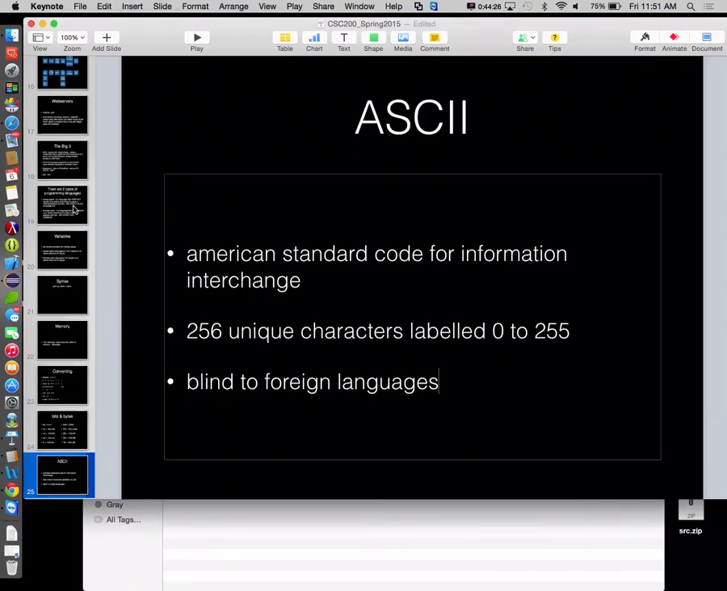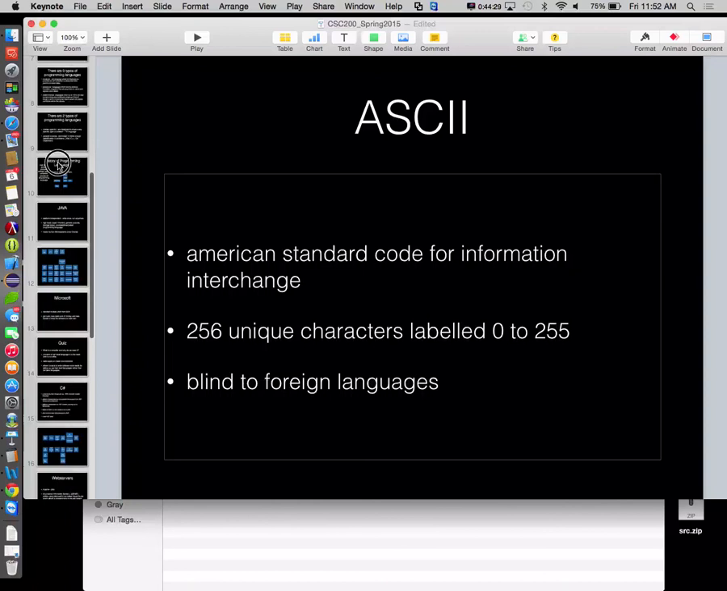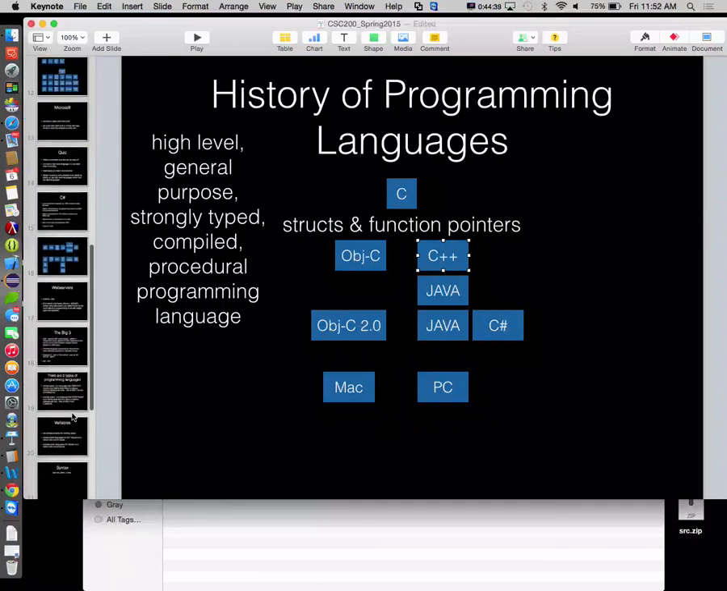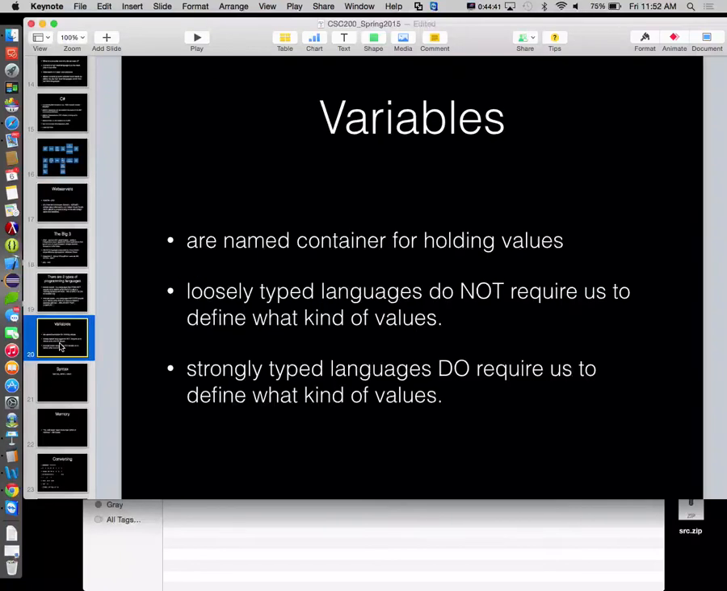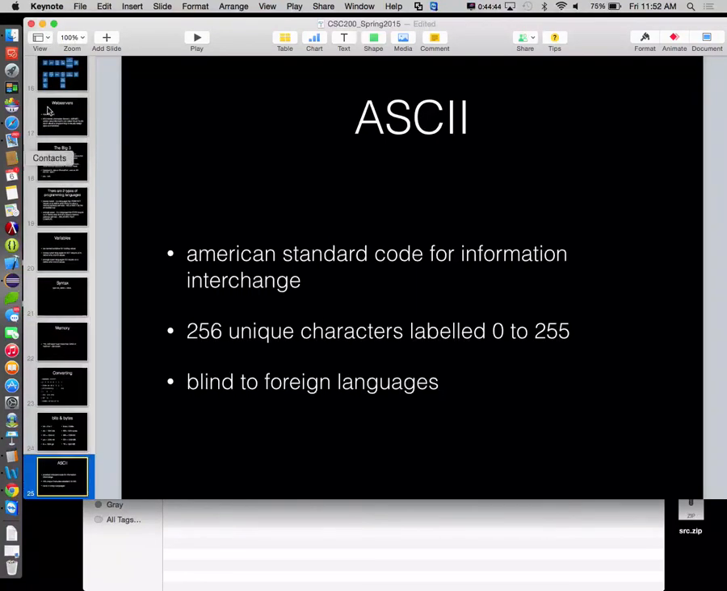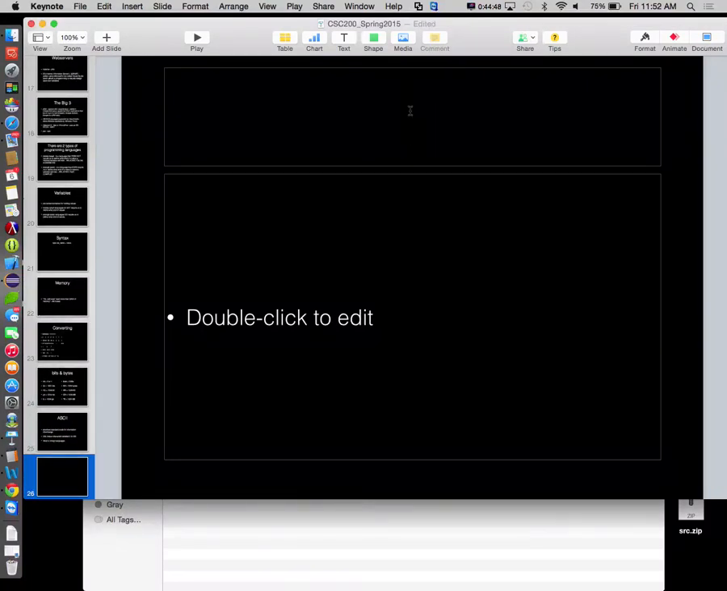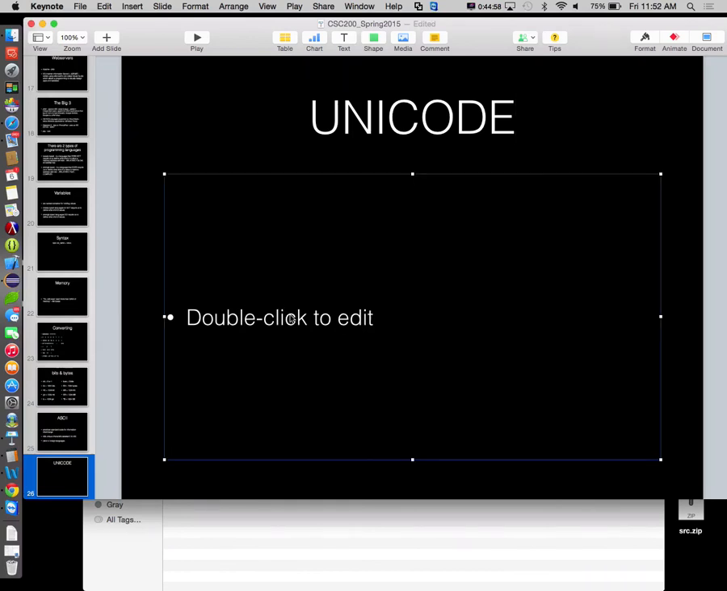An older language like C supported ASCII. So did C++. Somewhere in this realm, a new standard came about. Anybody know what it's called? You talked about ASCII, but you didn't talk about its successor, Unicode. Okay, it's a universal code.